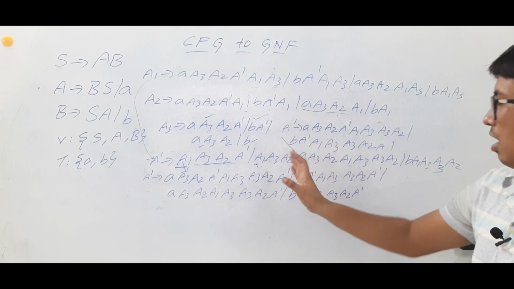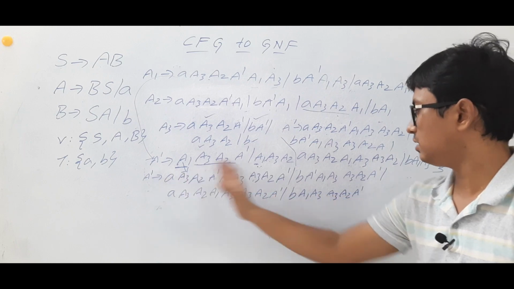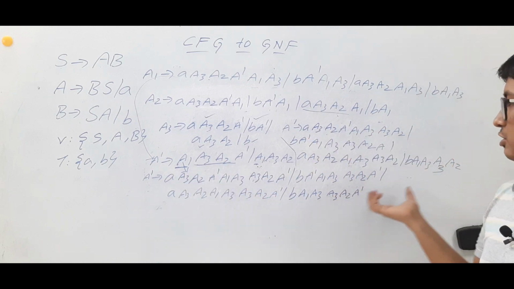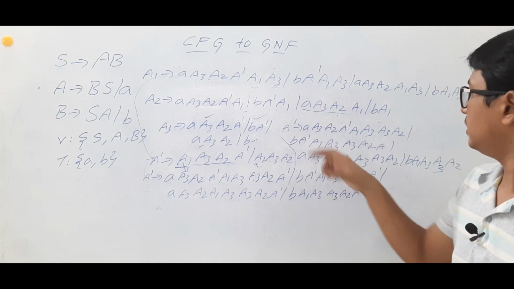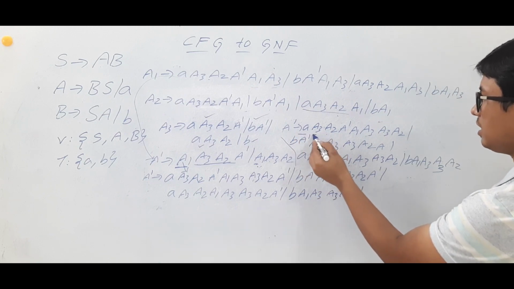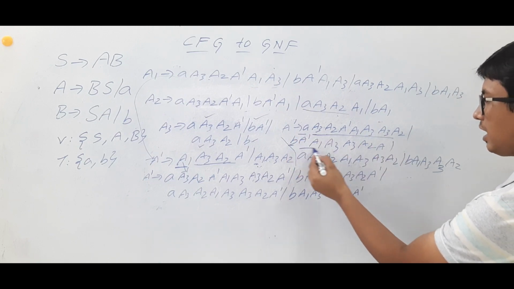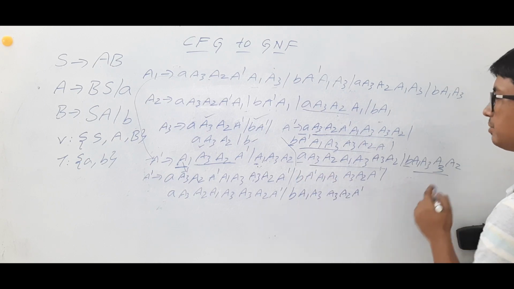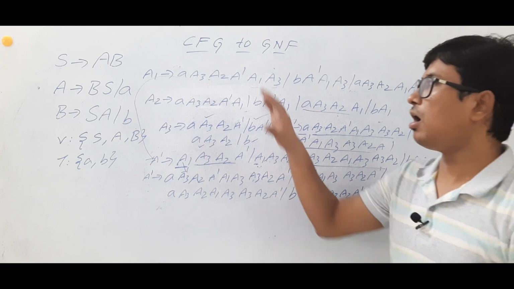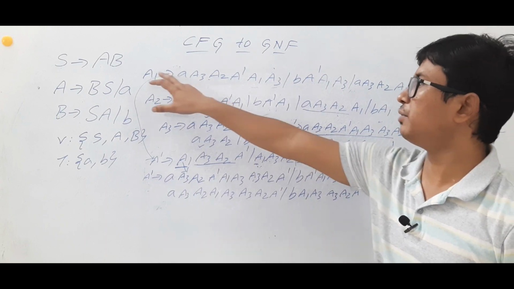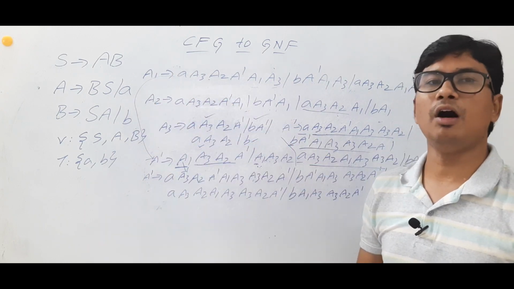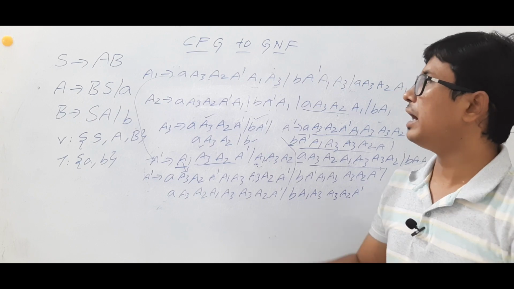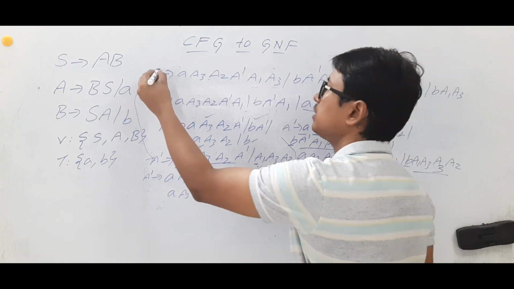Now you take this one, A dash. These things will come because of space constraints, so again I have written separately. Even this is also a terminal and a variables combination. So if you see that all the productions from A1, A2, A3 and A dash are in the GNF form, and the start symbol will be A1 only.